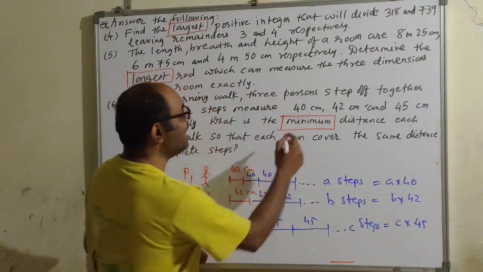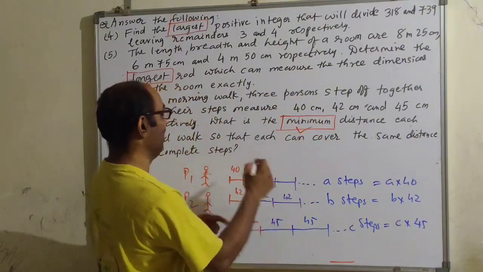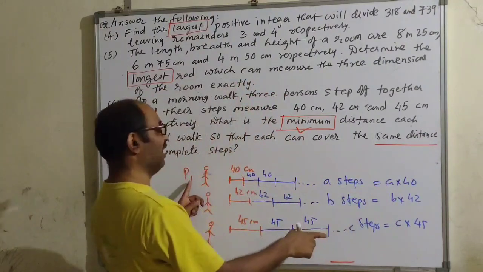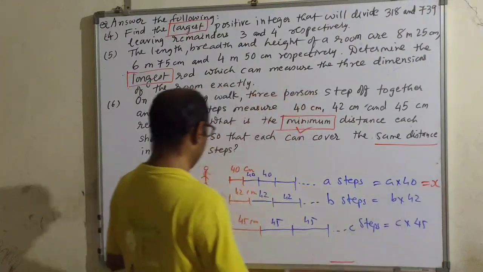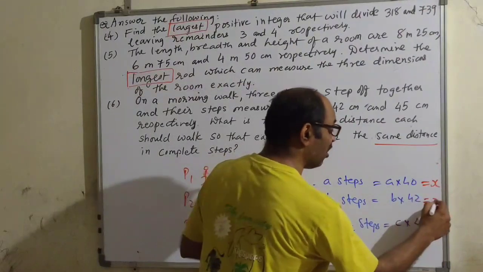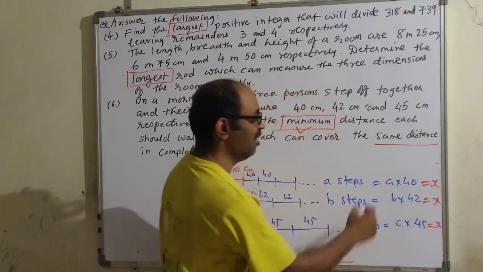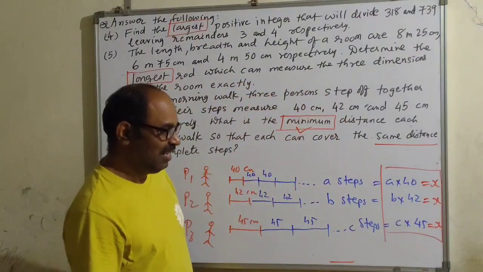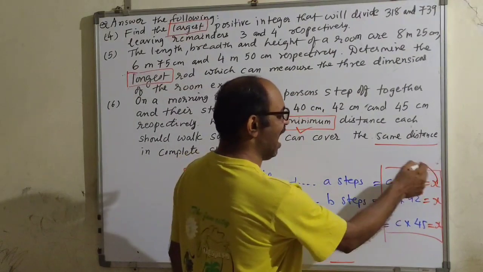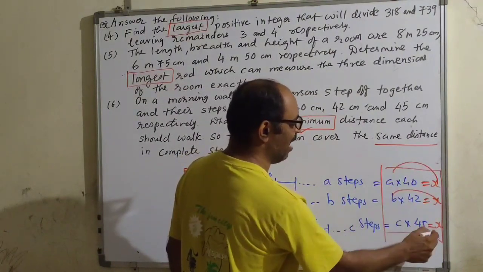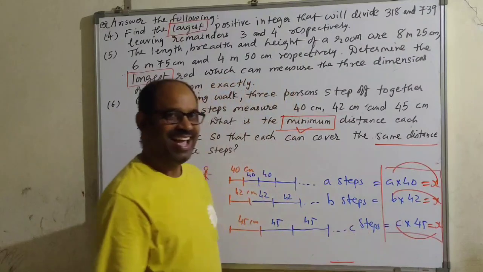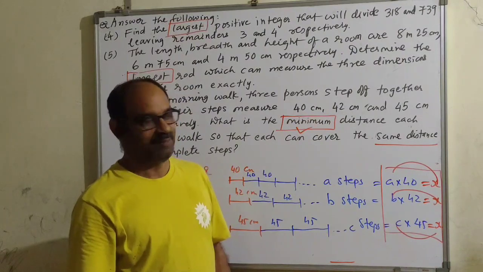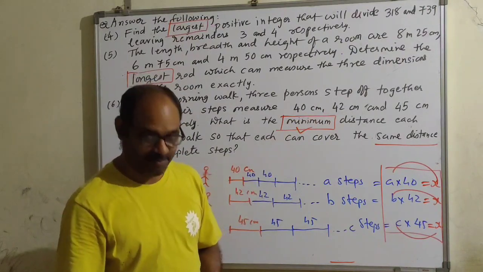Children, minimum distance traveled and same distance. Distance traveled by person A, let's say X. Then distance traveled by person B is also X and by C also X. So here is the comparison. In this case, you can say X is LCM of A, B and C. Are you getting me? So in this case, you have to find LCM.